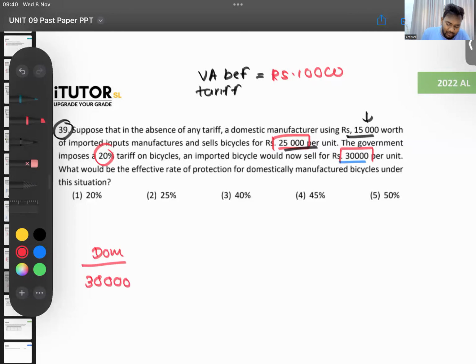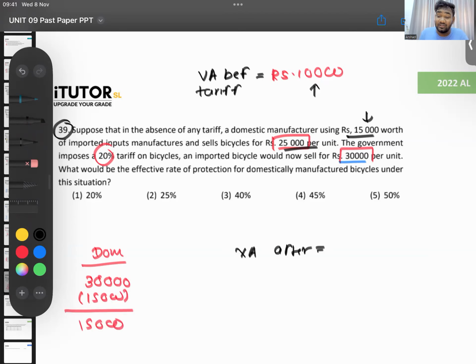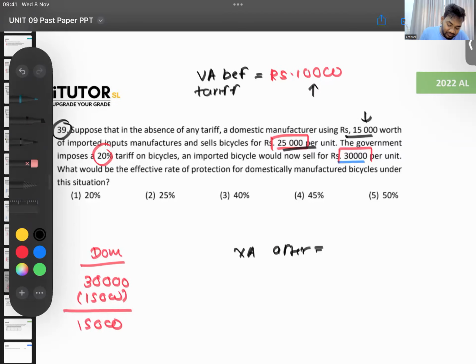Has there been a tariff on the inputs? No, right? They have not even told. So still his imported inputs are 15,000. Now his value addition is 15,000. His value added before is 10,000. Now his value added after the tariff, now he is selling it at 30,000, so now his value added is 15,000. Did you all get that, Lamai? This is coming from basic theory of unit number 9. How to calculate effective rate of protectionism.